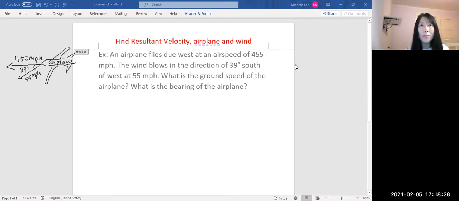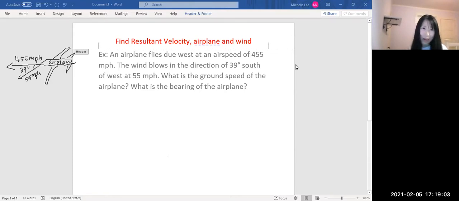An airplane flies due west at an airspeed of 455 miles per hour. The wind blows in the direction of 39 degrees south of west at 55 miles per hour. What is the ground speed of the airplane? What is the bearing of the airplane?